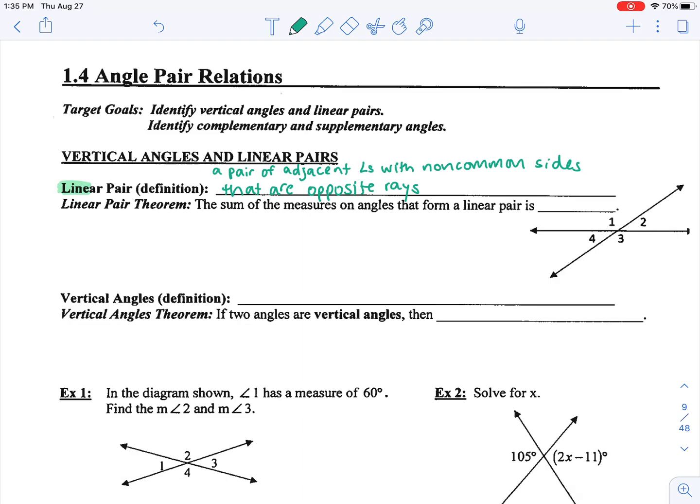So in our diagram over on the right hand side, it's a pair of angles that we're referring to. Angle 1 and angle 2 are an example of a linear pair. Can I have you go ahead and hit pause and then name 3 other sets of linear pair angles?